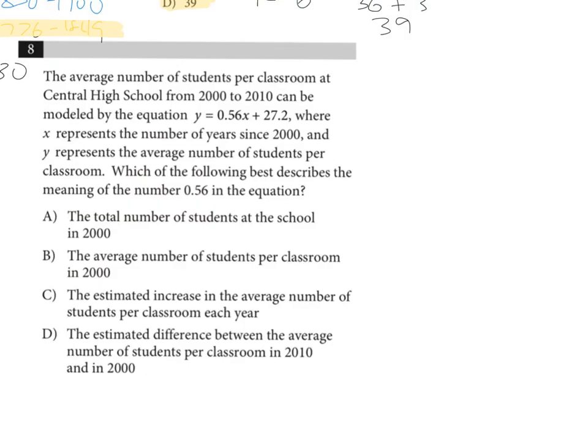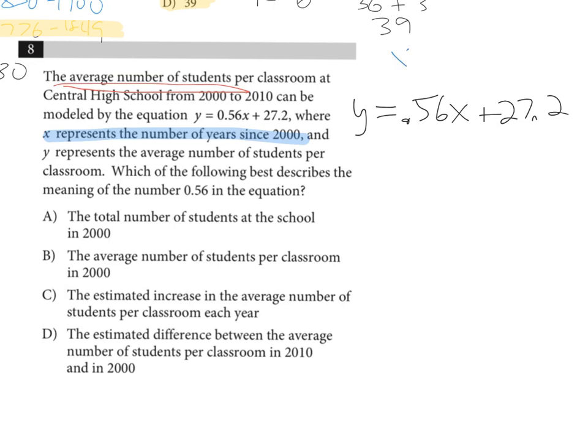Number 8, the average number of students per classroom. So the average number of students per classroom at Central High School from 2000 to 2010 can be modeled by this equation. Y equals 0.56x plus 27.2. X represents the number of years since 2000.